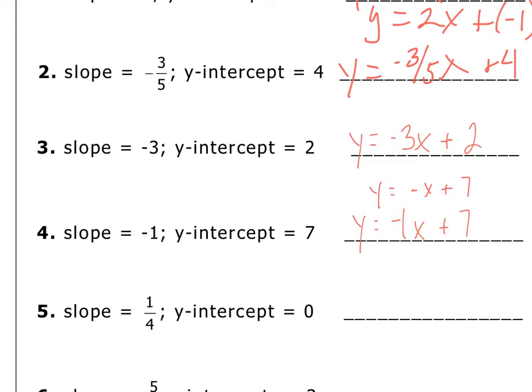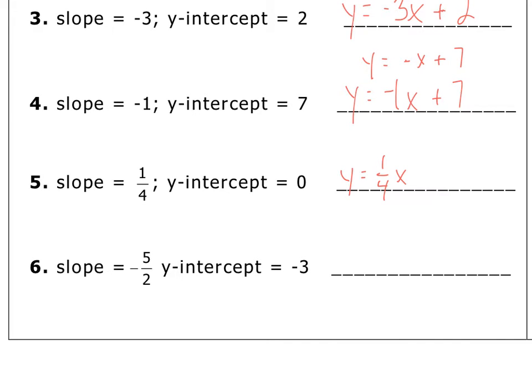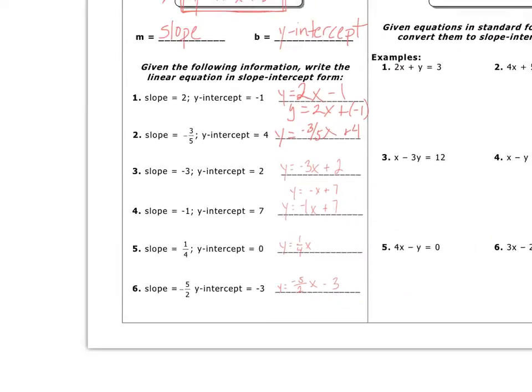Number 5, 1/4 is our slope, and 0 is our intercept. So the best way to write this one is just 1/4 x. Just like that. We don't need to put plus 0 or -0. There's nothing there, so we're just going to leave that as y equals 1/4 x. Here we've got a slope of -5/2. So y equals -5/2 x and -3. Alright, sweet, there we go.